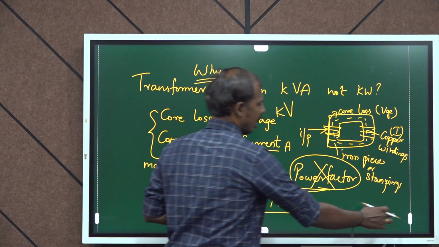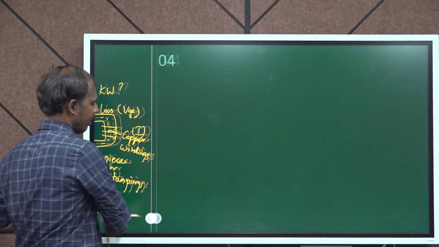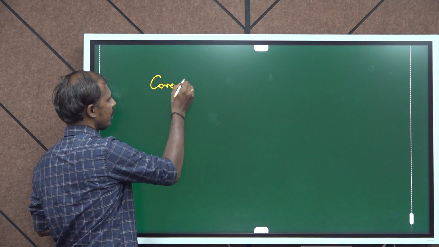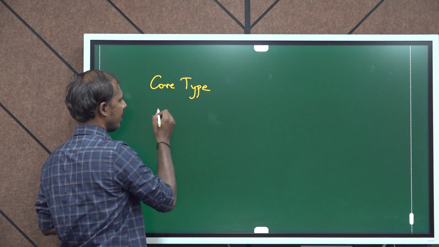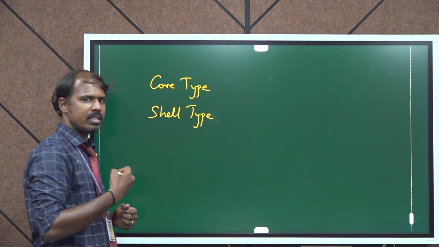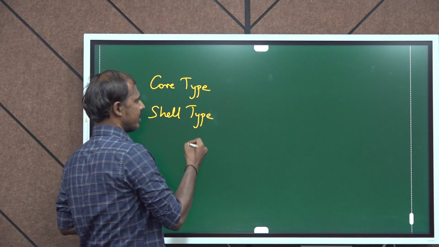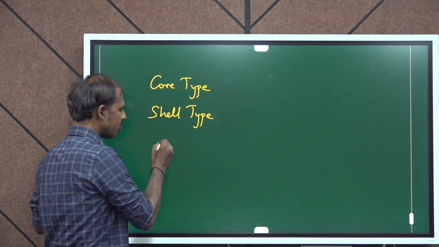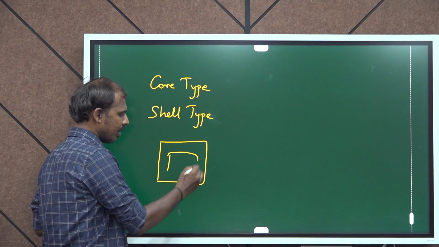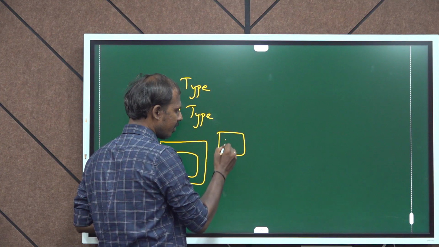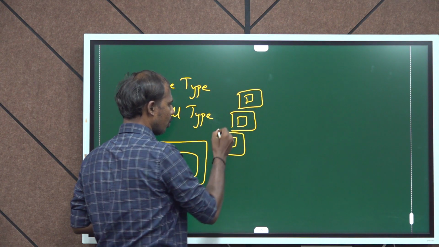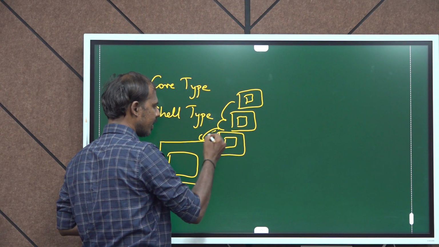Okay. Now apart from that, there is another type of classification. It is called core type transformer and shell type transformer. So what is core type transformer, what is shell type transformer? We have to understand the concept. Now the transformer core, as I have mentioned, is not made up of a single piece. You have n number of stampings which are clubbed together to form this core. When all these are combined, you get the resultant here.